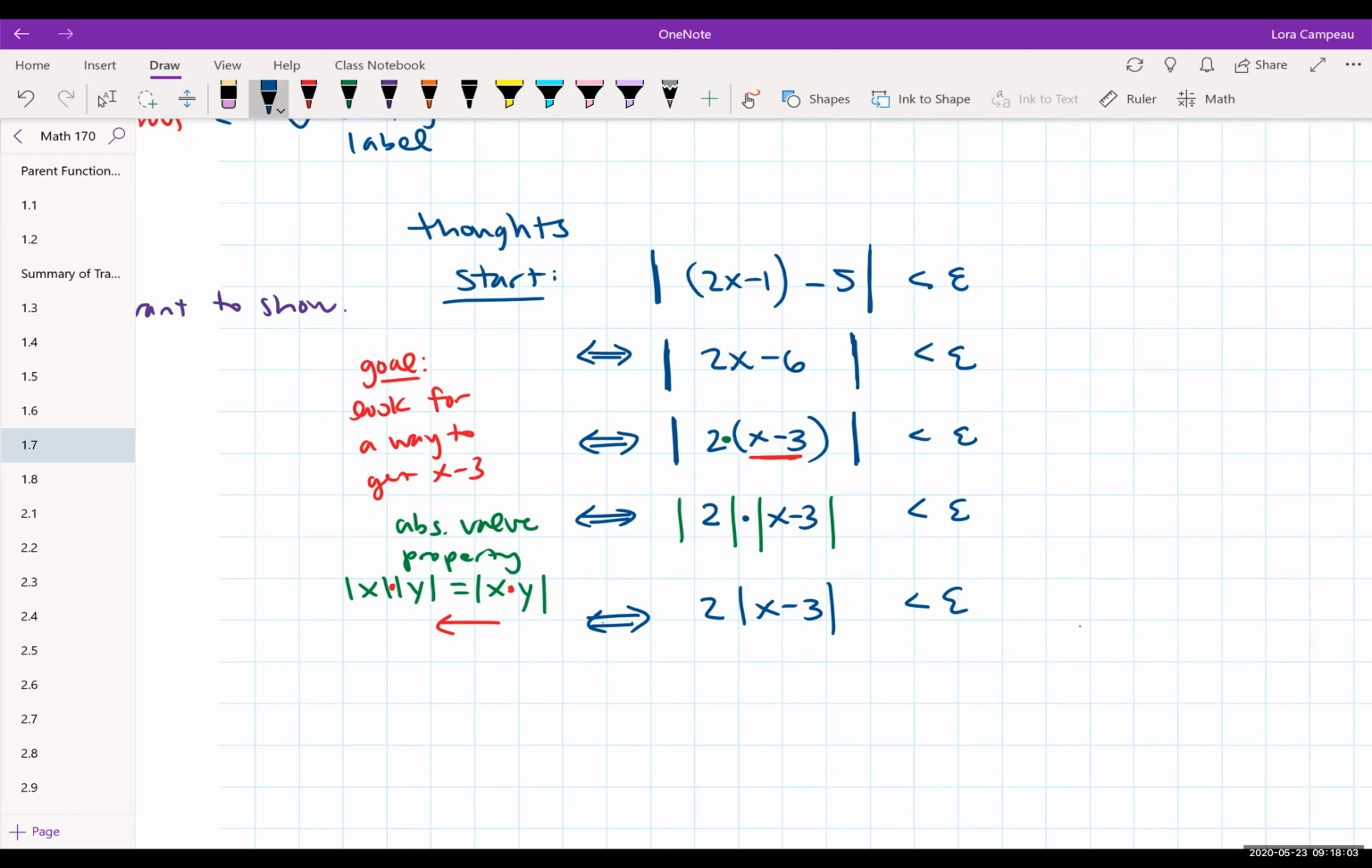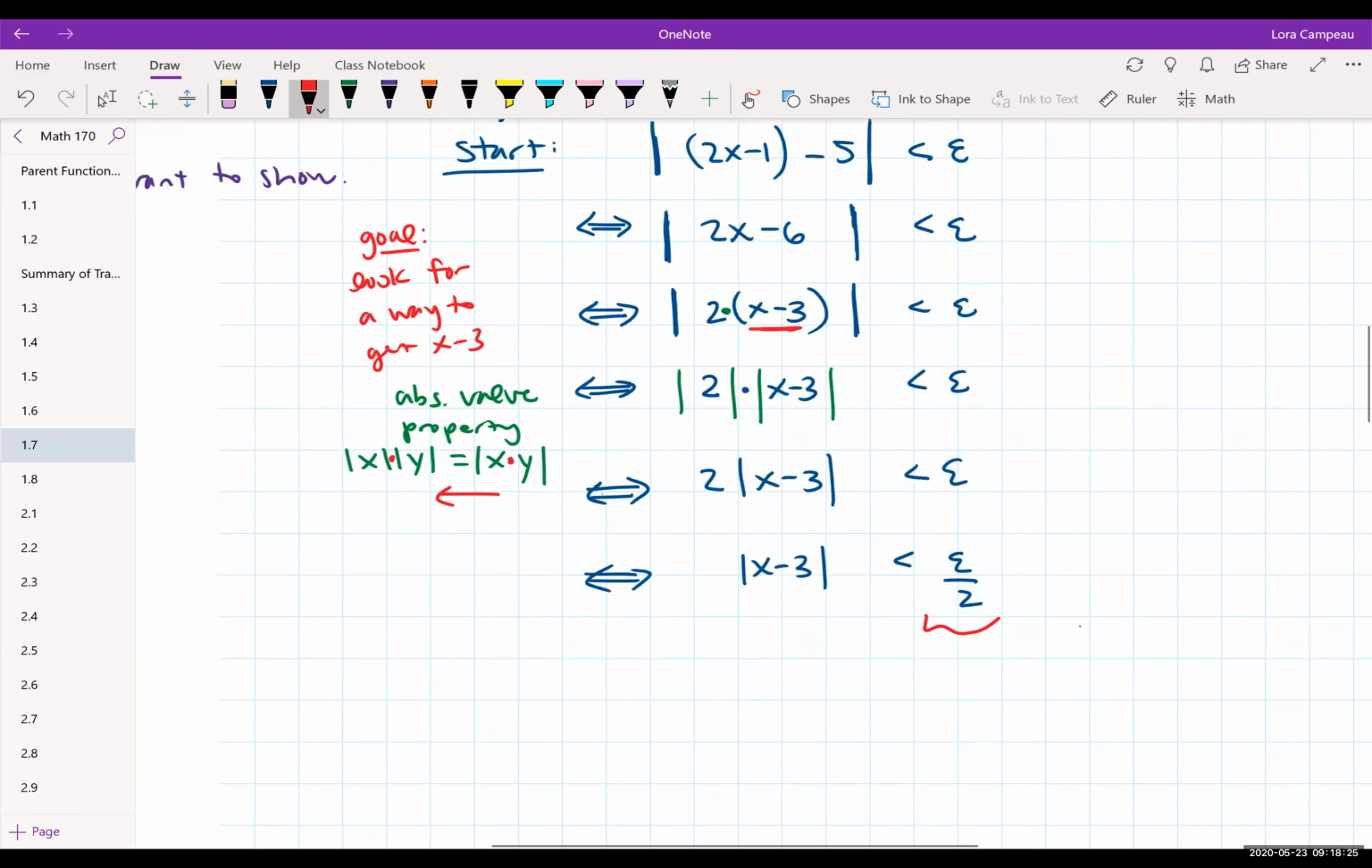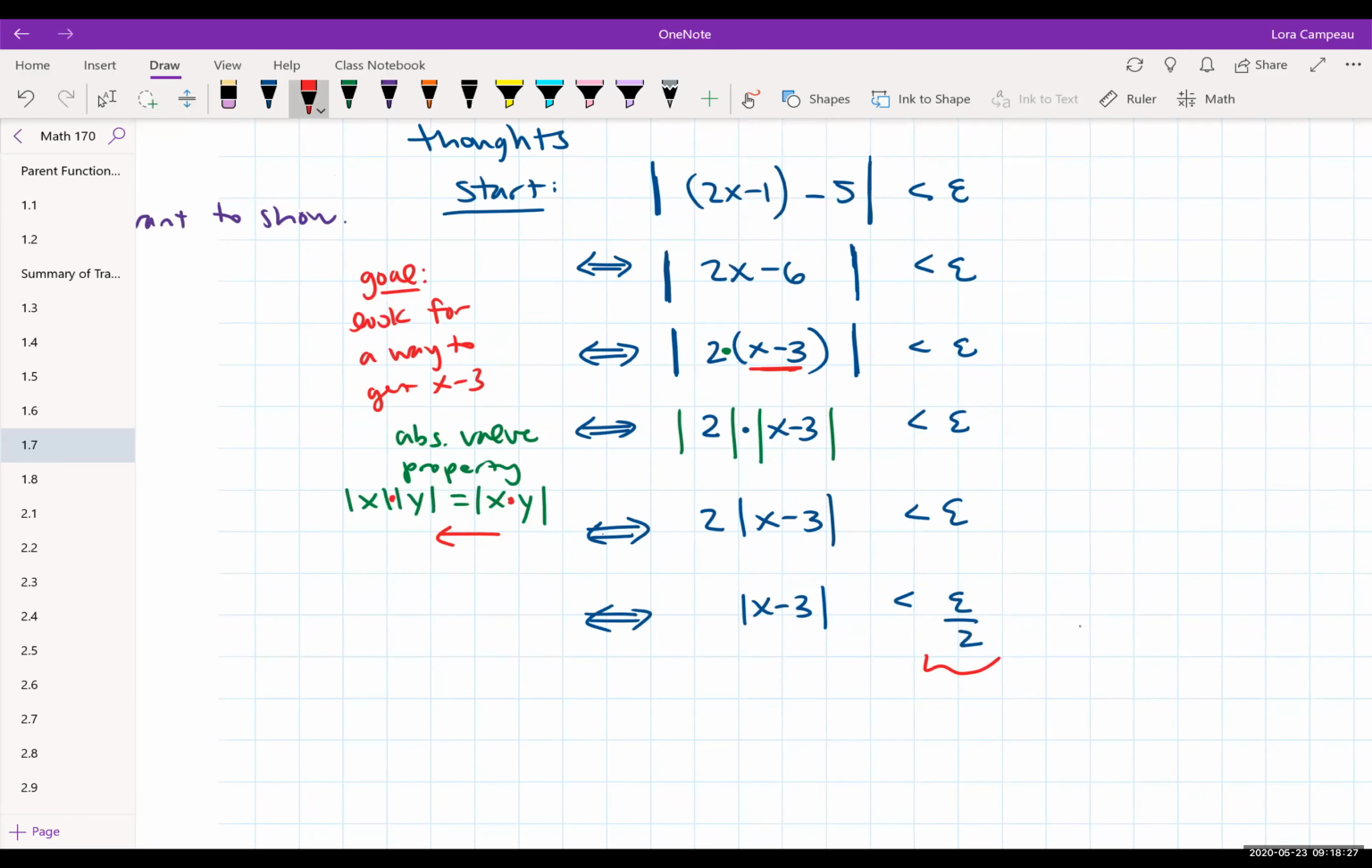If you're going to isolate the absolute value of x minus 3, we are dividing both sides by 2. We're able to do that. 2 is a very nice integer. So we are actually getting the absolute value of x minus 3 is less than epsilon over 2. And that, my friends, is our delta. So that's what we're looking for. So here we found it.